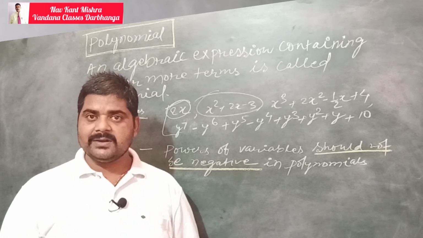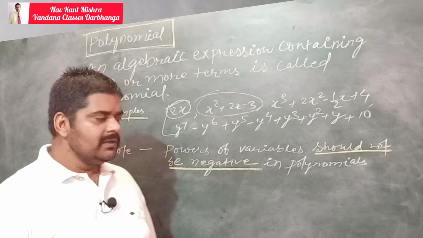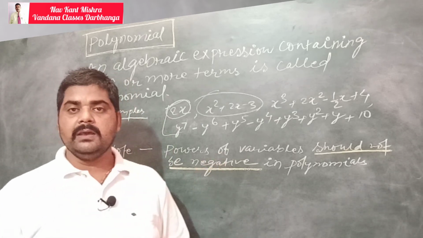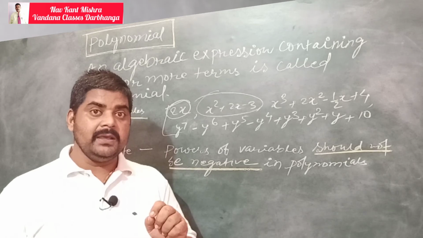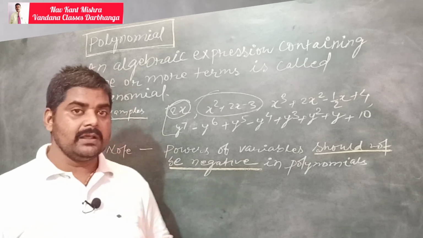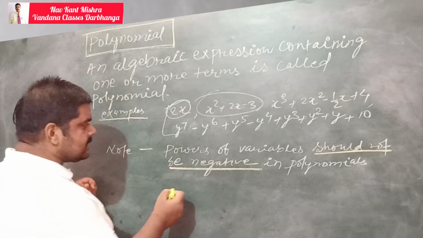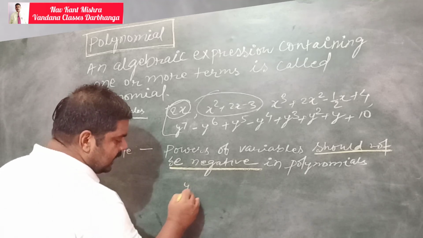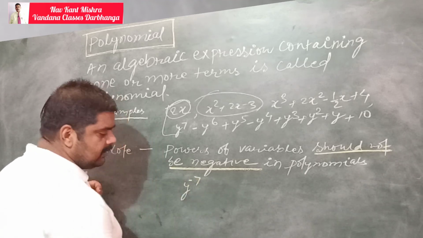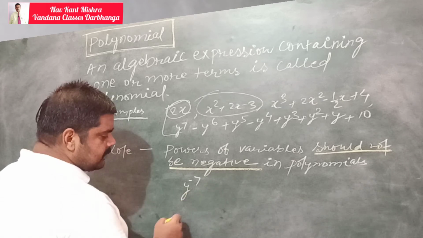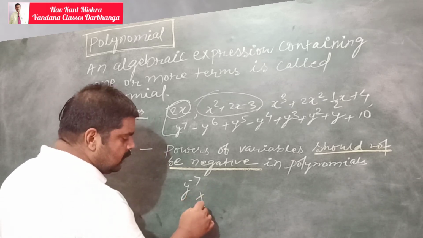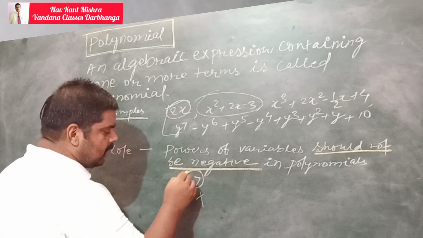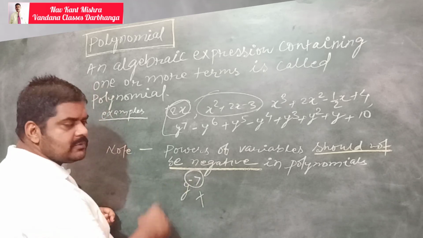There is a condition regarding polynomials: the powers of the variables cannot be negative. It should be a non-negative integral power. For example, if y to the power minus 7 is given, it cannot be studied under polynomials. Why? Because the power of the variable is minus 7.